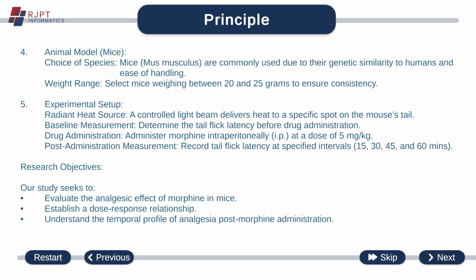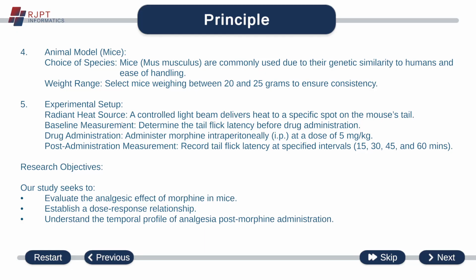We know that the average weight of a mouse is 25 to 30 grams, and the genetic characteristics are similar to humans, which is why they're easy to handle. Weight range: select mice weighing between 20 to 25 grams to ensure consistency. Experimental setup: now, the setup that we are using to perform the experiment.